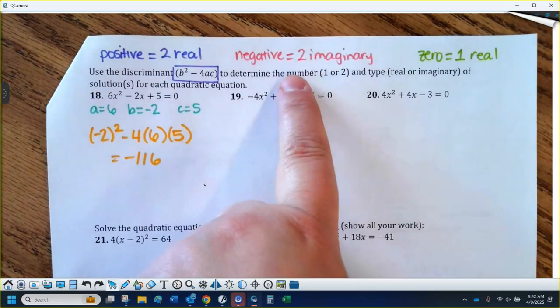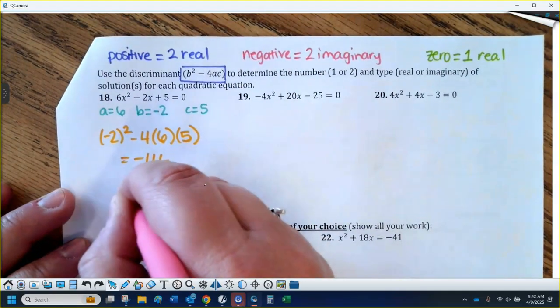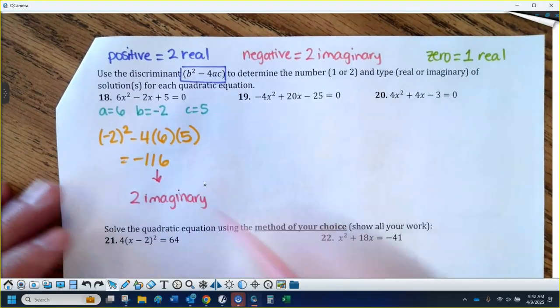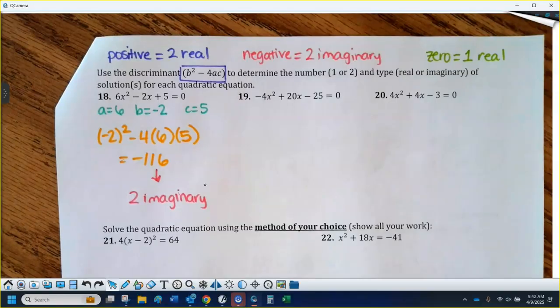So a negative number means I have two imaginary solutions. We're not actually solving it. If we fully went through and solved this, we could keep going, but we know we have two imaginary solutions. We're not actually finding them for these questions. We're just saying how many and what type.